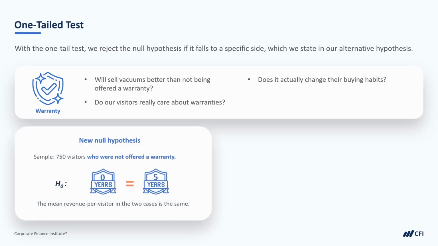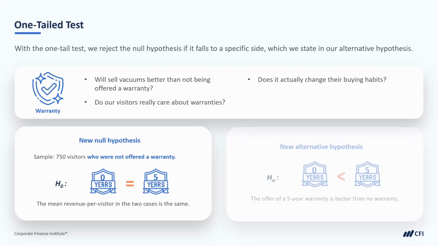Once again, our null hypothesis is that there is no difference. This time, that there is no difference between being offered a 5-year warranty and not being offered a warranty at all. For a one-tailed test, we might state the alternative hypothesis as, we think that the offer of a 5-year warranty is better than an offer of no warranty. After all, that is what we're trying to learn.